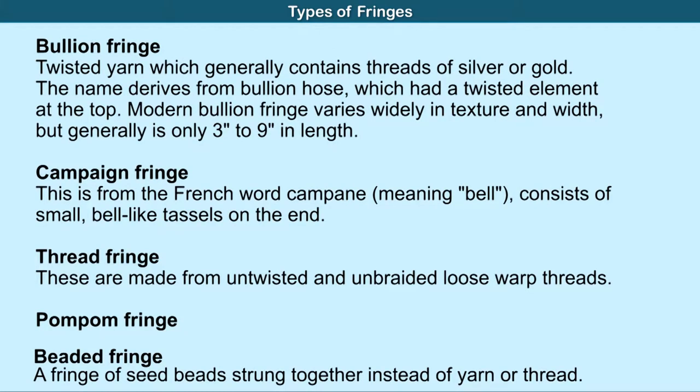Types of fringes. They include bullion fringe, twisted yarn which generally contains threads of gold or silver. The name derives from the bullion hose, which has a twisted element at the top. Modern bullion fringe varies widely in texture and width, but is generally only 3 to 9 inches in length.